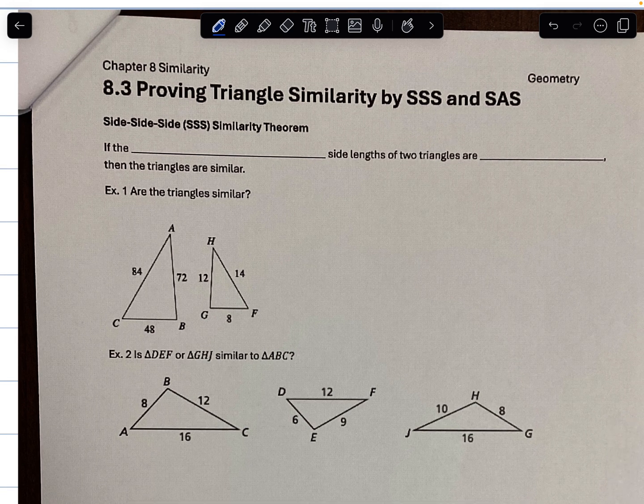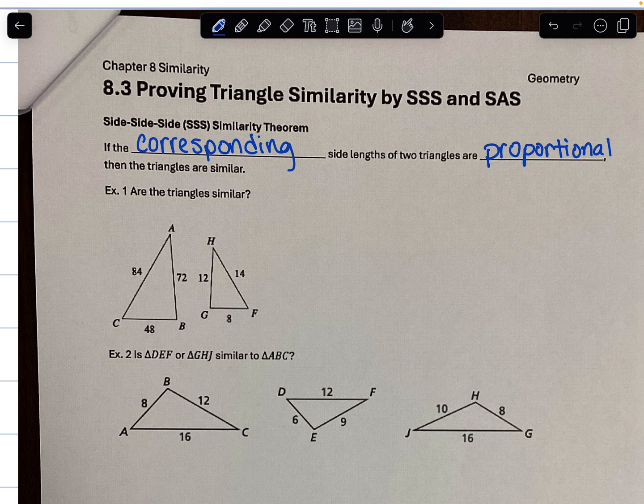The side similarity theorem says if the corresponding side lengths of two triangles are proportional. What does proportional mean? What is a proportion? How do we typically write a proportion? Yeah, as a fraction. So if I set up three proportional fractions and they are all equal, then the triangles are similar to each other.